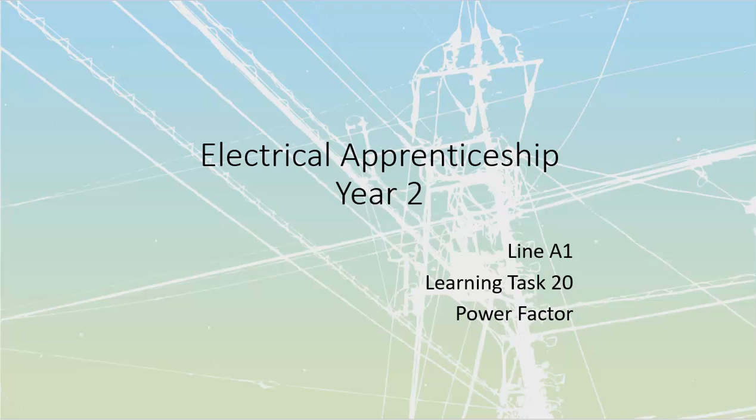All right, line A1, learning task number 20. We are going to take a look at power factor. And it's our final line out of A1. Now, our next learning set module is going to be our A4. That's going to be very similar. We're going to use a lot of content. But this is our final one out of A1. And after this, we are going to have a test on what we have covered so far. So let's get into this.